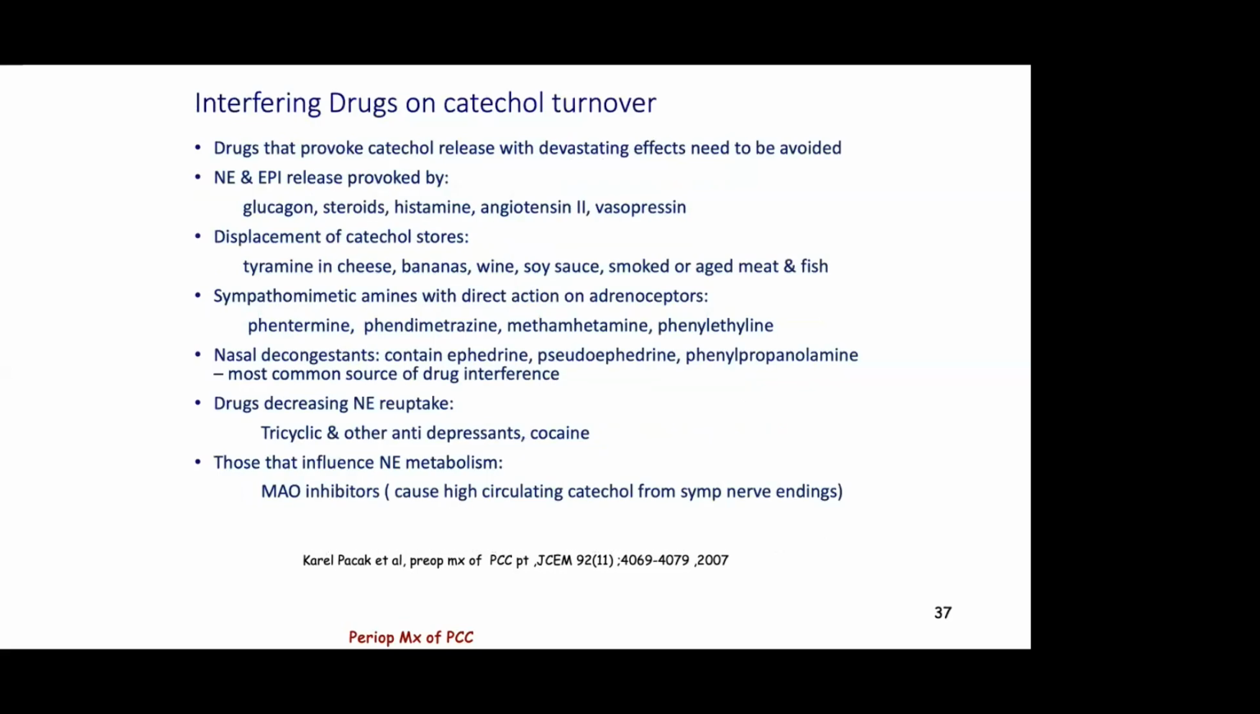So avoid all the drugs that can cause catecholamine release during the hospital stay, like foods such as cheese, bananas, wine, soy sauce, smoked and aged meat and fish, and drugs like glucagon, steroid, histamine, angiotensin 2, and vasopressin. And nasal decongestants can sometimes contain drugs that can interfere with the drugs that we are using for alpha blockade. And MAO inhibitors should also be avoided because they can cause high levels of circulating catecholamines.